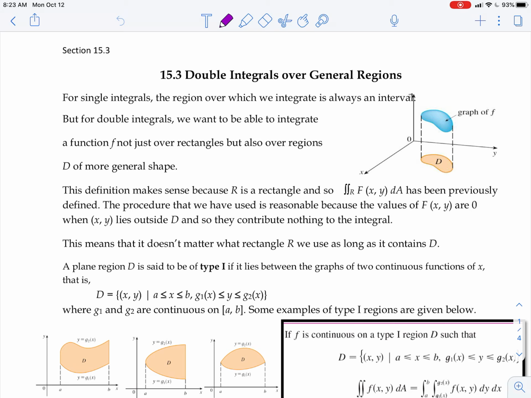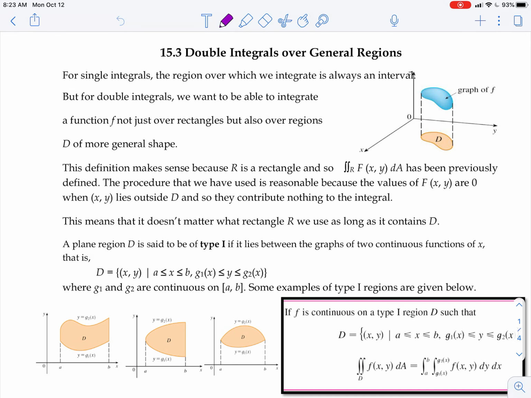A plane region D is said to be of type 1 if it lies between the graphs of two continuous functions of x. That is, D is equal to the set of x, y where x is between a and b, and y is between g1 of x and g2 of x, where g1 and g2 are continuous on [a, b]. Some examples of type 1 regions are given below.